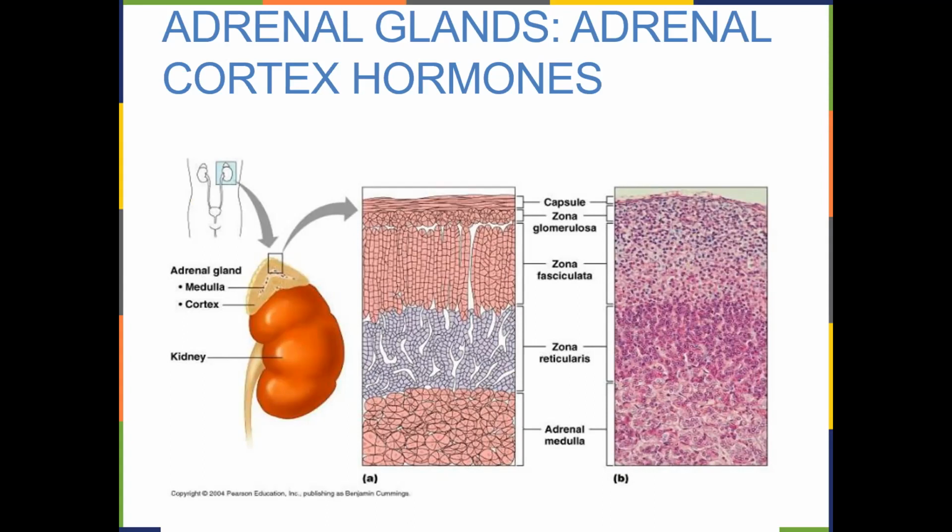They'll have a capsule. Directly under the capsule is the zona glomerulosa. The next layer down, the zona fasciculata, and below that is the zona reticularis. On the slide here, they're pretty distinct. Reality is in some places they all look the same. I'll just be perfectly honest on that. And then underneath all that is the medulla.